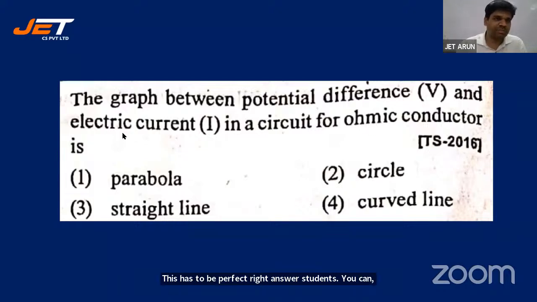All right, I'm getting a consistent response here. Good. 3. Okay, one of the students has answered 4, a curved line. For an ohmic conductor, students. Make a note. Ohmic conductor. It's a straight line. Straight line is absolutely right. 3 is absolutely right. Please correct yourself.